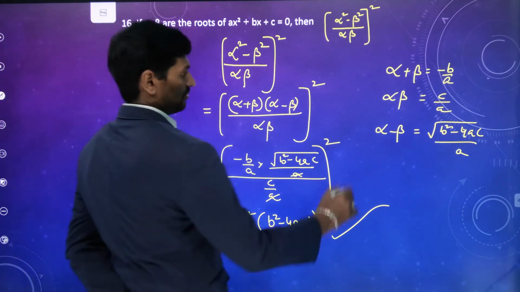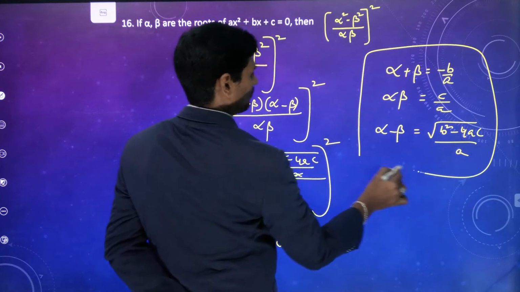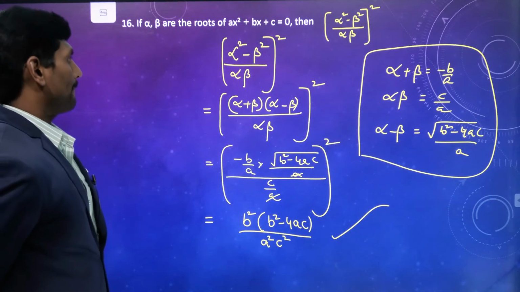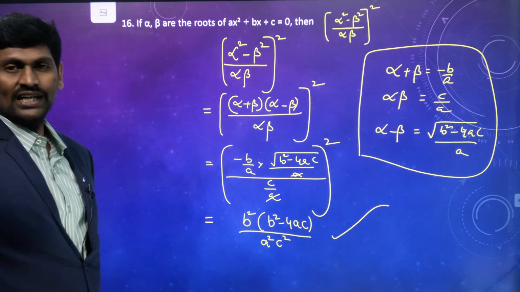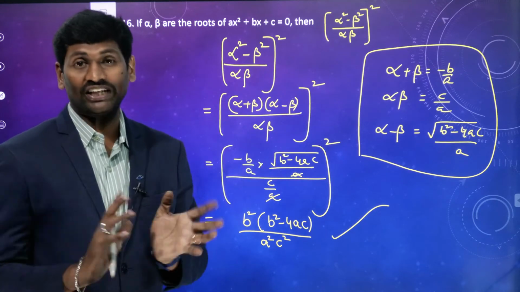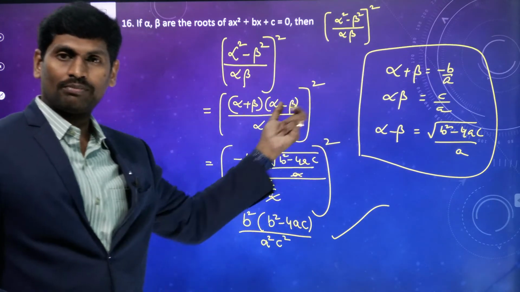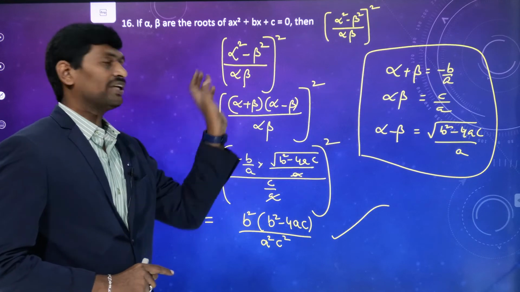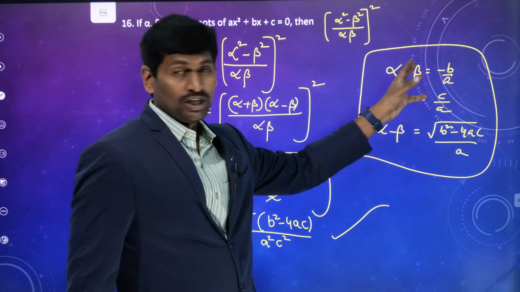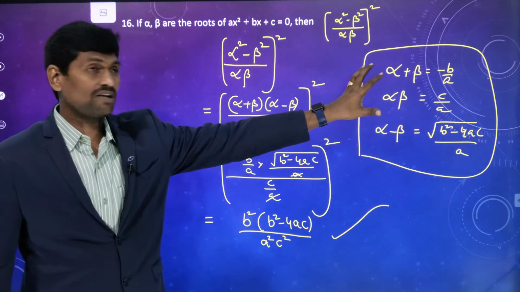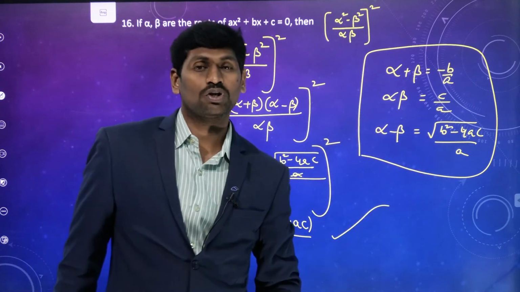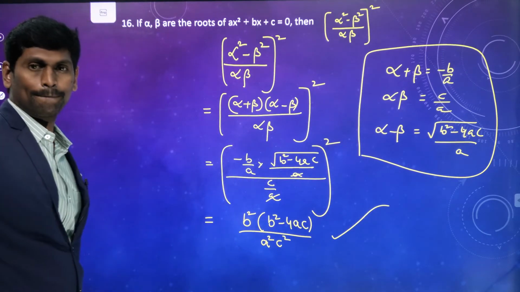You should remember this. Okay now? I just expand as alpha square minus beta square. I have written as alpha plus beta into alpha minus beta, and alpha beta as it is. I just substitute the values. We learned from the previous classes, right? Alpha plus beta value minus b by a, alpha beta value c by a, and alpha minus beta value root over b square minus 4ac by a.